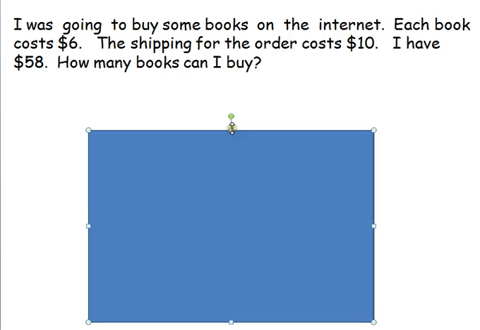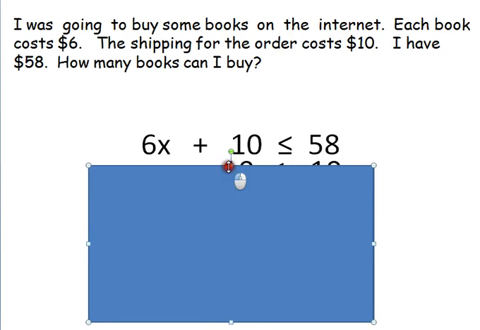So, what I'm first going to do though, let me bring this up a little. Each book costs $6, and I don't know how many books I can buy. So I'm going to multiply the $6 each book costs by the amount of books I'm going to buy. Okay? So if I'm going to buy 5 books, that's 6 times 5 books, that's $30, okay? But I can't just do that. I have to add this 10 right here because that is $10 for the cost of shipping. And I have $58 to spend.